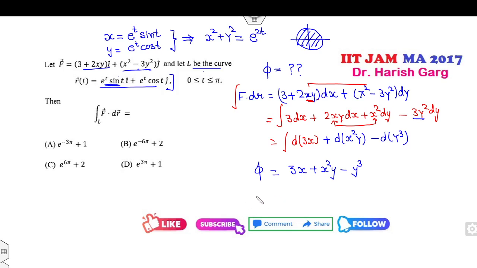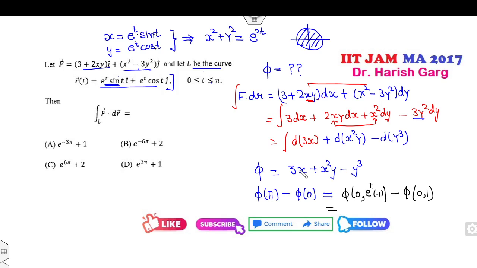Fine. Now you can substitute the value. So the final answer is the value of phi at the point pi, minus the value of phi at the point 0. So what is phi? At the value of pi, x is 0, so this value is nothing but my 0. X is 0, cos pi is my minus 1, and e raised to power pi into minus 1. Minus 0 means when t is equal to 0, sine 0 is 0, cos 0 is 1. So it is my 0, comma 1.